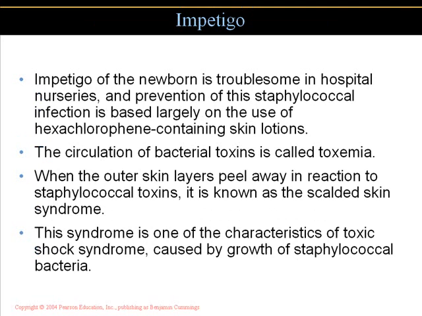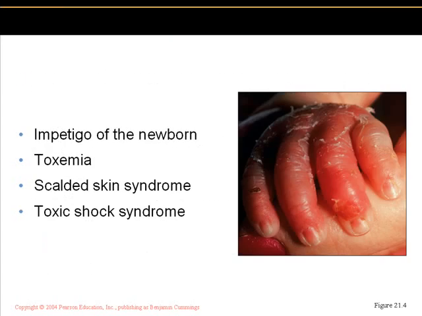The term impetigo of the newborn is troublesome for hospital nurseries. Prevention of this Staphylococcus infection is based largely on the use of hexachlorophene containing skin lotions. The circulation of bacterial toxins is referred to as toxemia, and when the outer skin layers peel away in reaction to Staphylococcus toxins, this is known as the scalded skin syndrome. The syndrome is one of the characteristic toxic shock syndrome caused by the growth of staphylococcal bacteria.